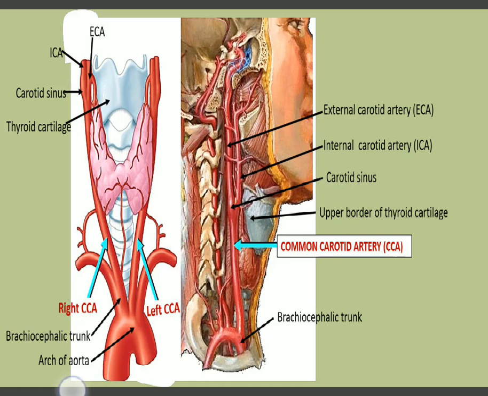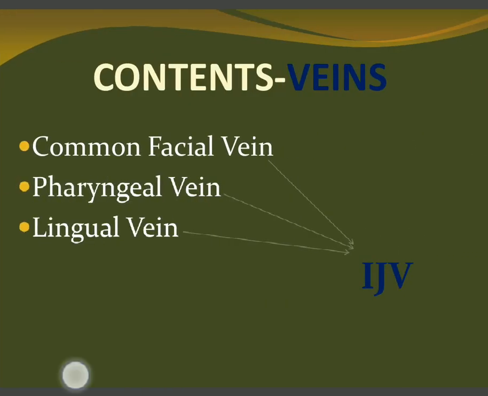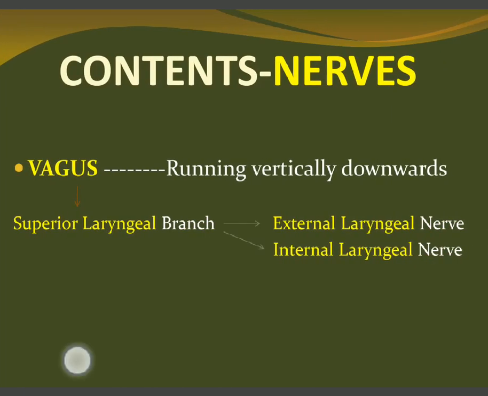Other contents of the carotid triangle include veins, that is the common facial vein, the pharyngeal vein, and the lingual vein, all of which drain into the internal jugular vein. Nerves: the important nerve is the vagus nerve. It runs vertically downwards and gives the superior laryngeal branch, which divides into the external laryngeal and internal laryngeal nerves respectively.